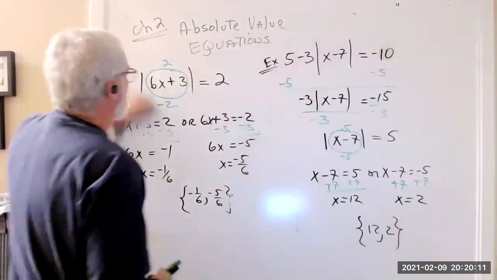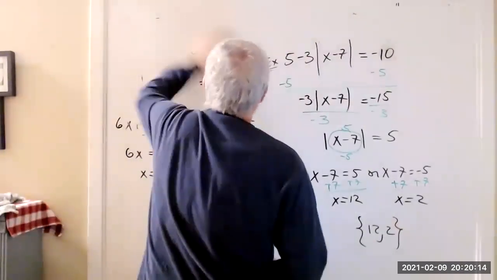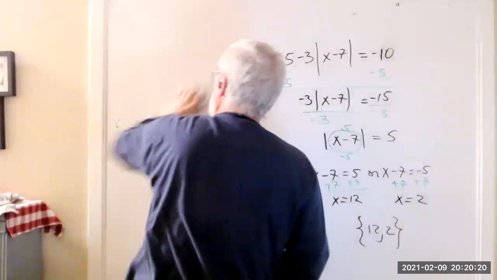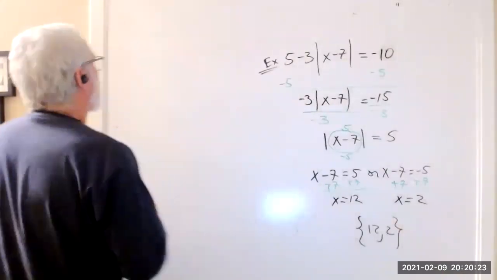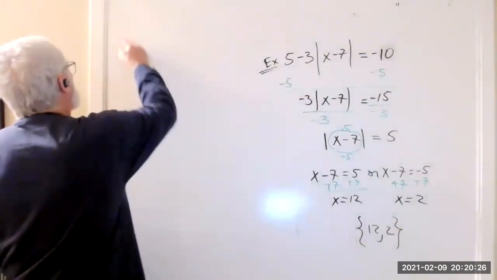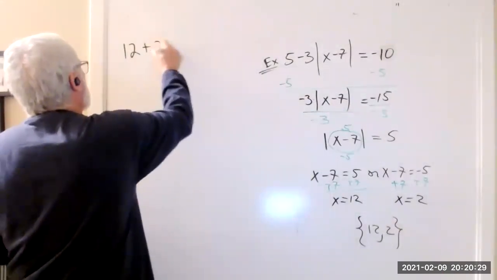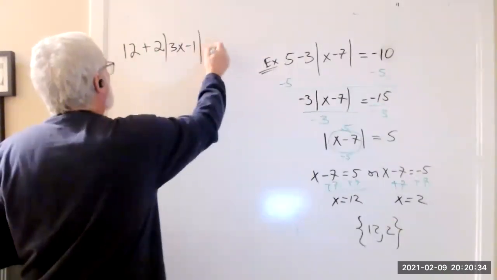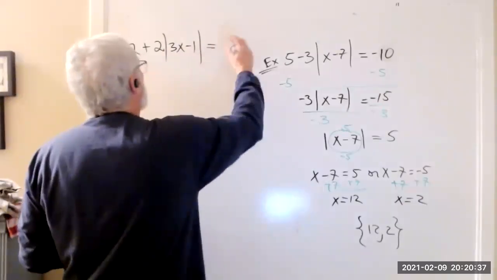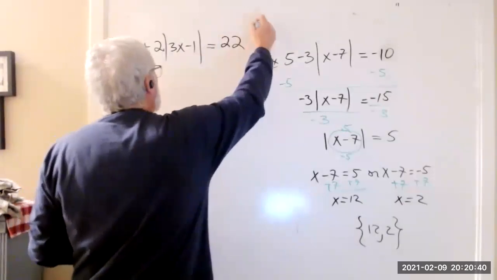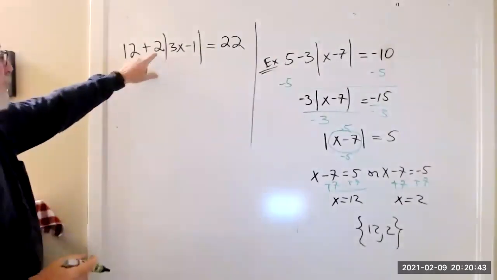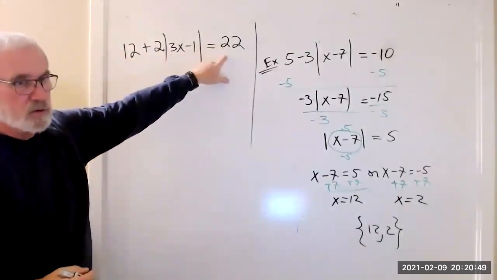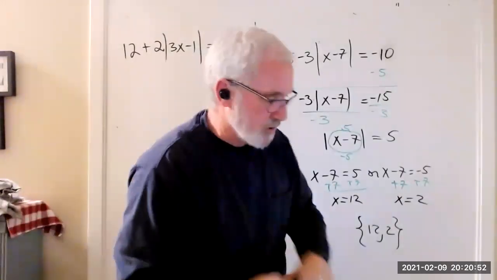Let me give you one problem to try on your own, and we'll move to the last topic of the evening. I spent too much time on the review. Okay. 12 plus 2 absolute value 3x minus 1 equals 22. Okay, let's pause it and have you guys start that.